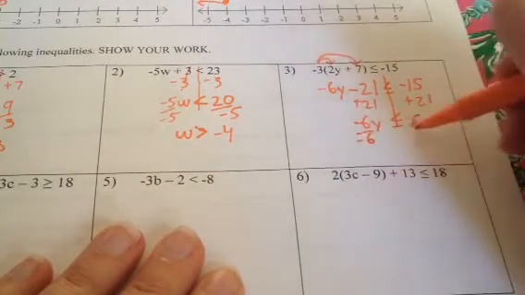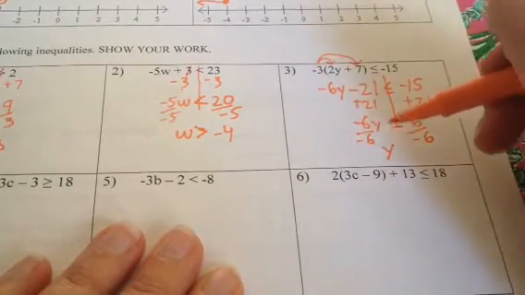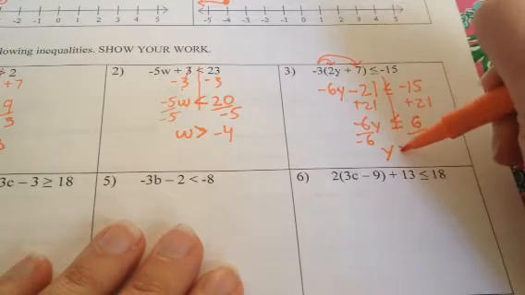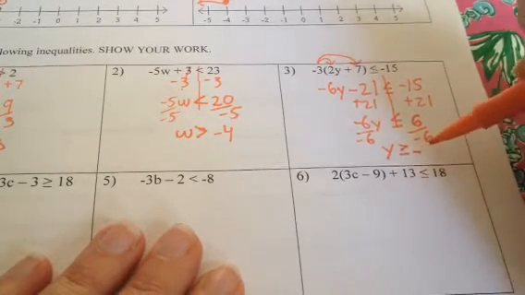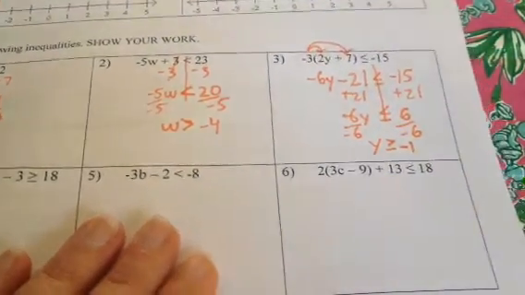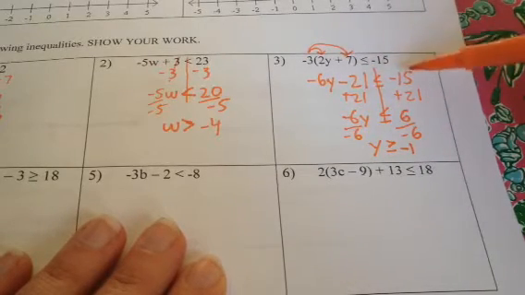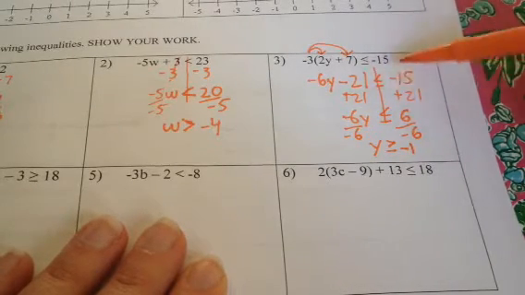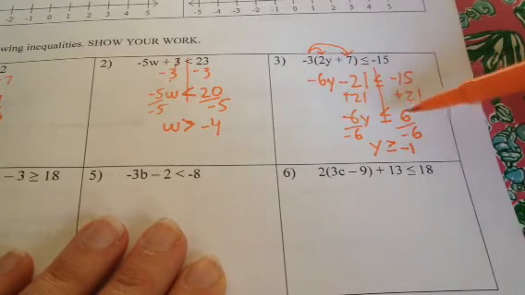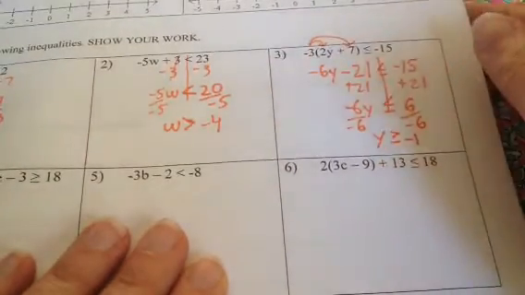So then divide both sides by negative 6. So we're left with y. And again, we divided by a negative, so we got to flip that sign. Is greater than or equal to negative 1. So y is greater than or equal to negative 1. So this was just a review of integer properties. So negative 15 plus 21 is 6. Divide both sides by negative 6. We get y is greater than negative 1.